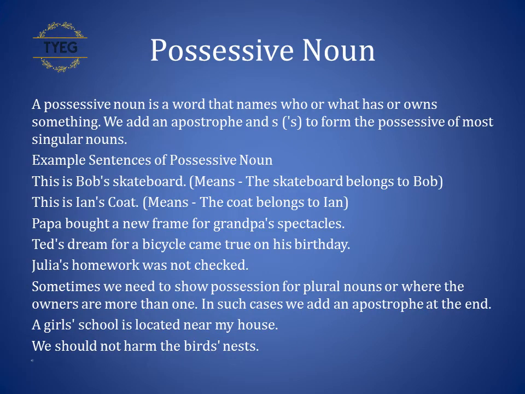Possessive noun. A possessive noun is a word that names who or what has or owns something. We add an apostrophe and s to form the possessive of most singular nouns. Example sentences of possessive noun. This is Bob's skateboard. Means, the skateboard belongs to Bob.